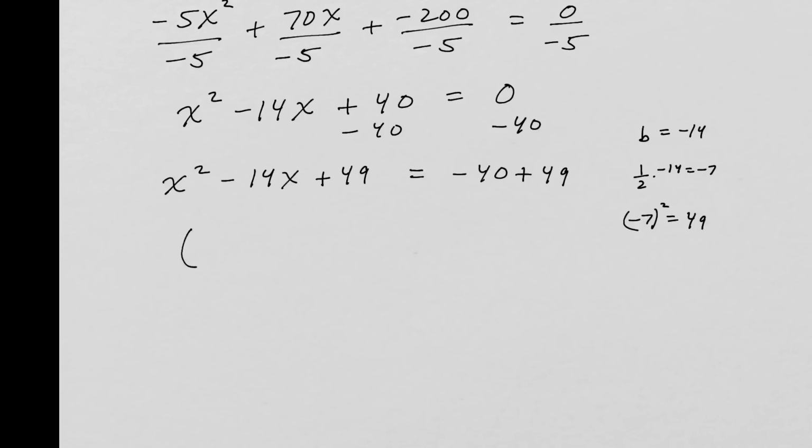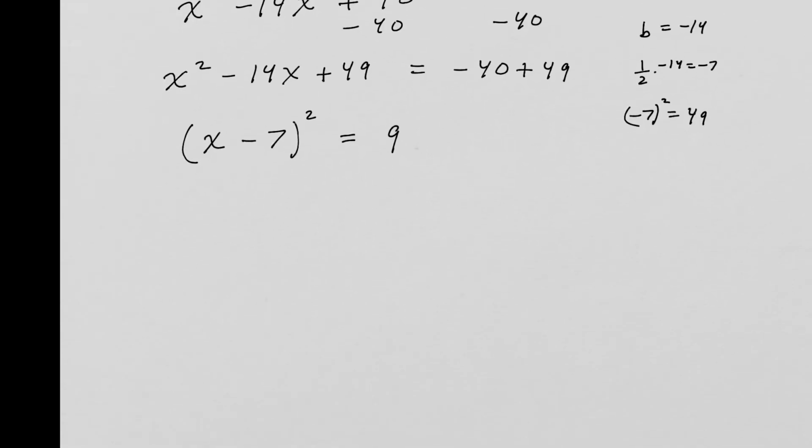And what is it? Remember, it's going to be x plus half of b. But half of b was negative 7, so this is x minus 7 squared. You can check it. You can FOIL this back out, right? Multiply x minus 7 times x minus 7, and you better get back that original trinomial above. And that's got to equal, well, negative 40 plus 49 is positive 9.